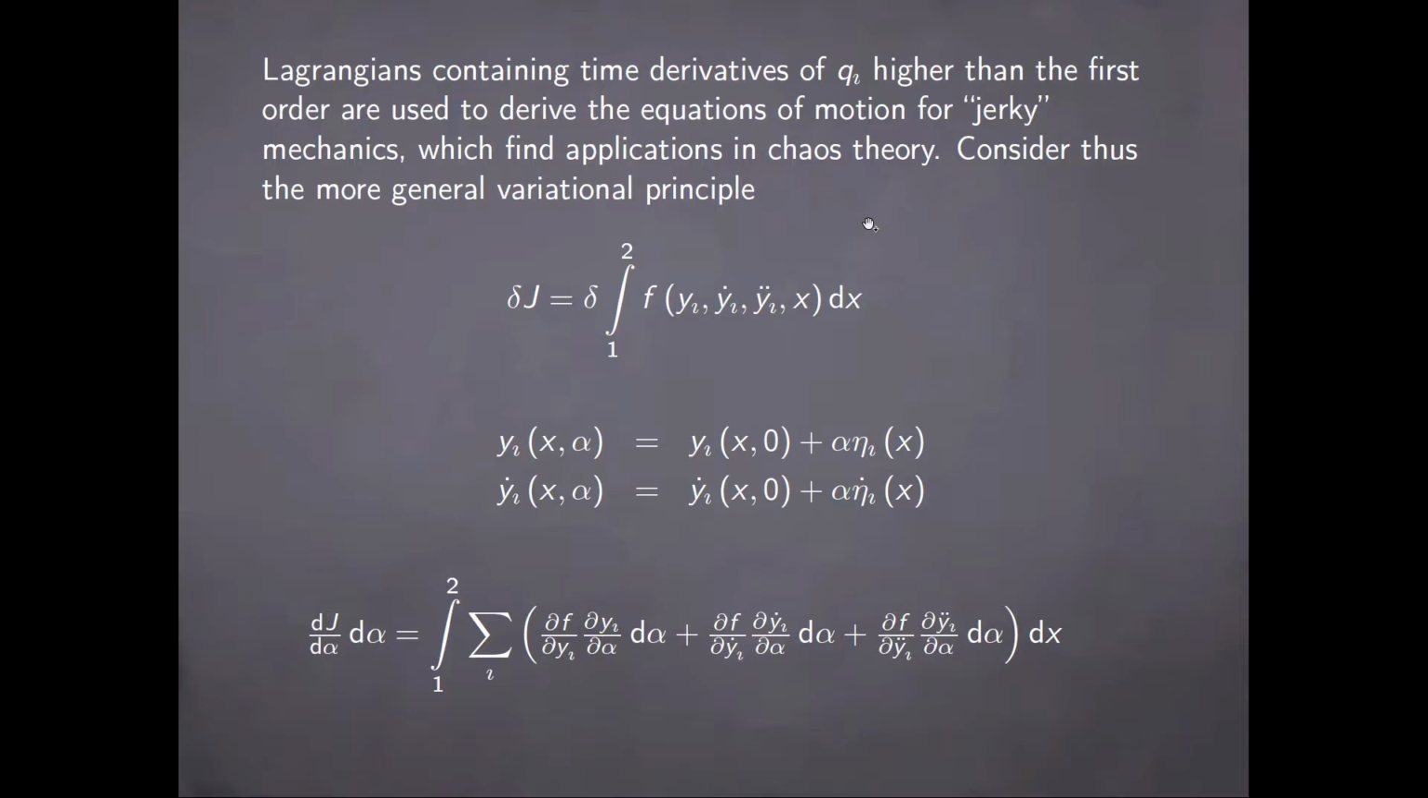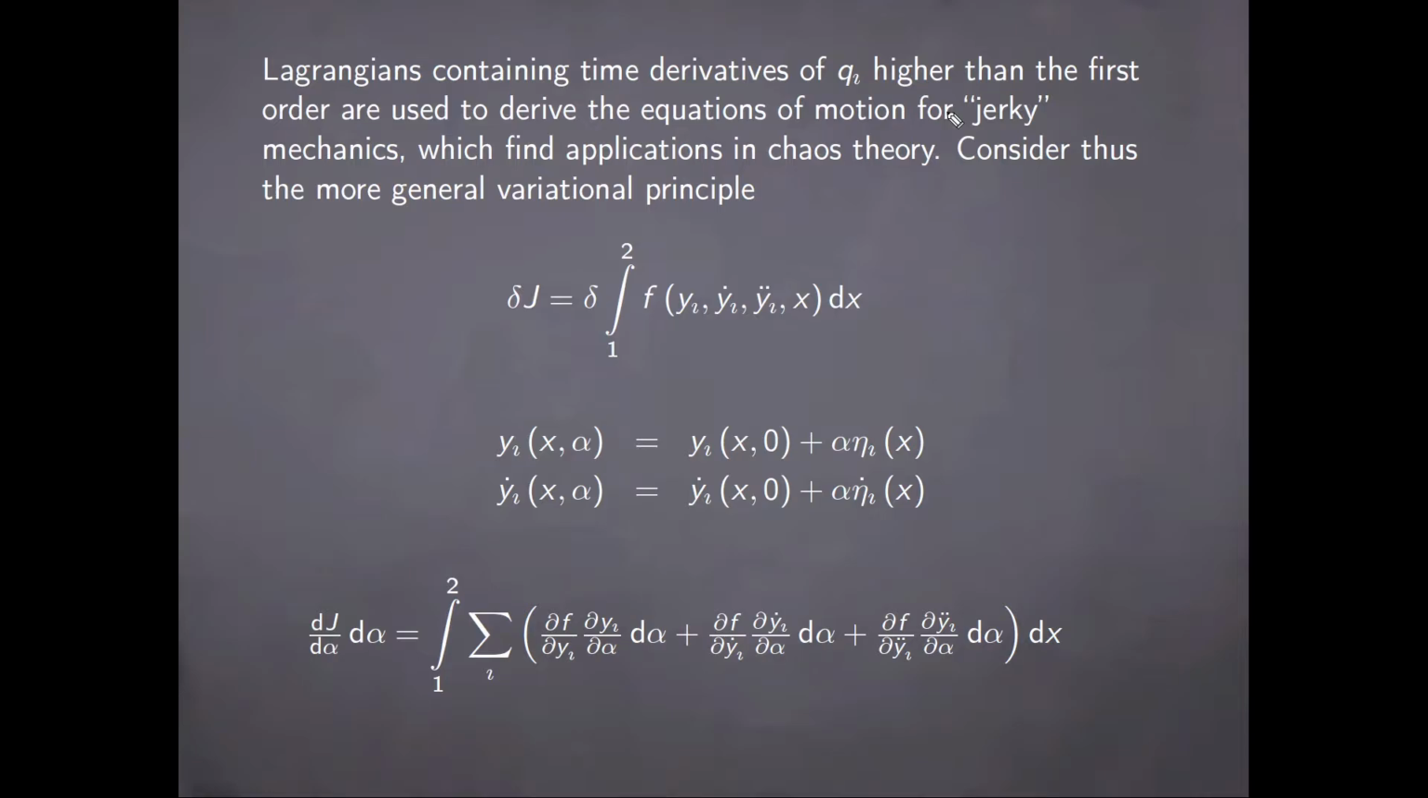As an illustration of the more general principle, we can consider Lagrangians containing time derivatives of the generalized coordinates that are higher than the first order. And they are used to derive equations of motion for so-called Jerky mechanics, which finds application in chaos theory.